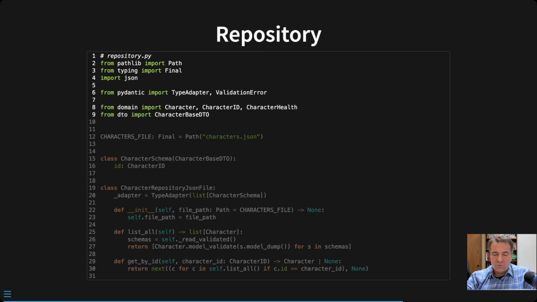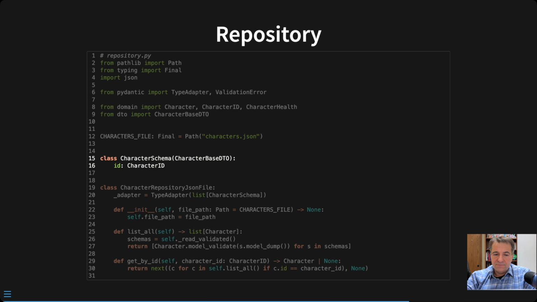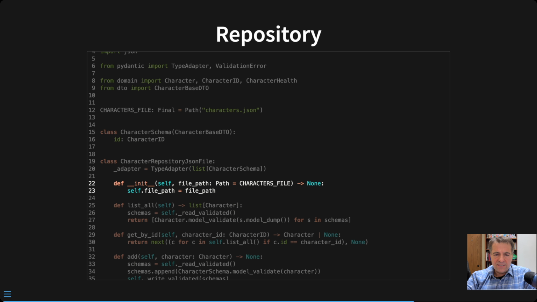All right, repository is in a clean architecture. The repository is where you're dealing with the data. So over here we have a JSON repository, and I'm not going to go into great detail here. So that's your character repository JSON file. Typically, this would be what a repository looks like.